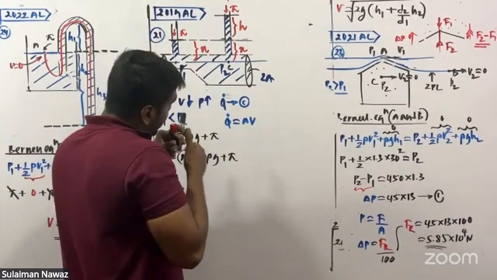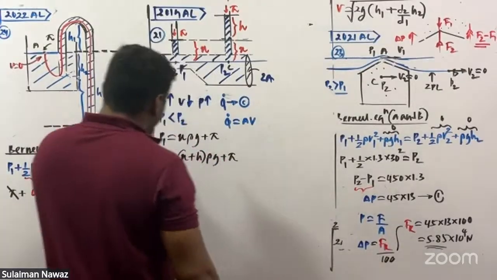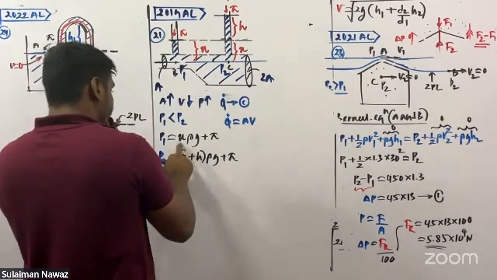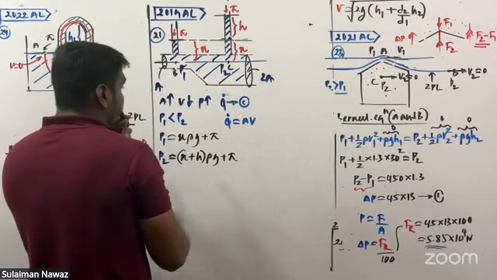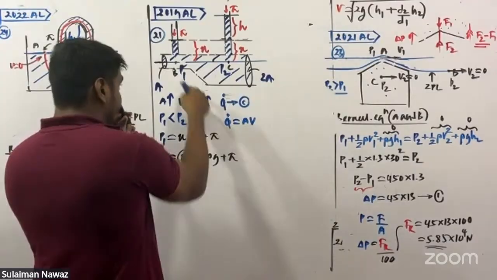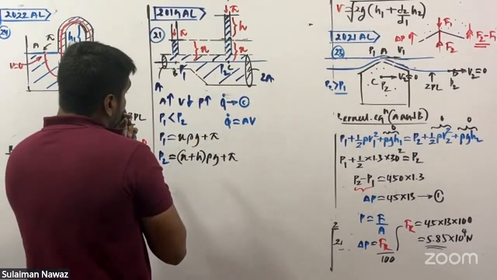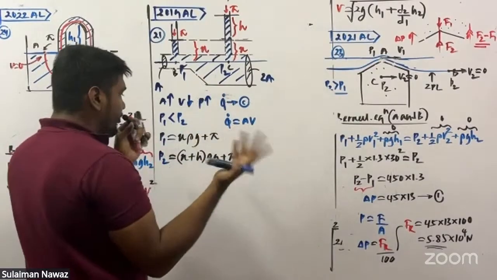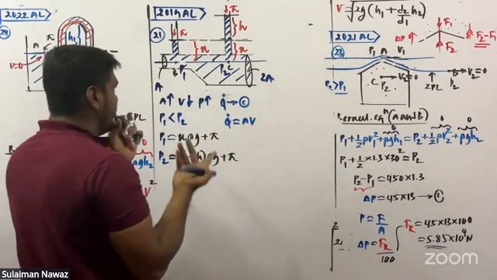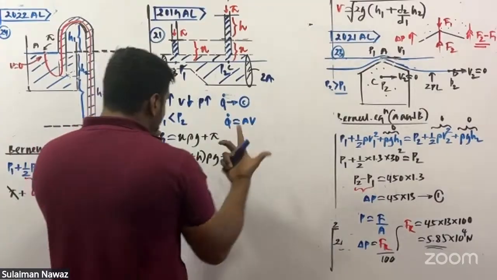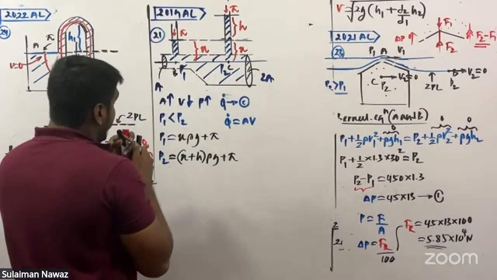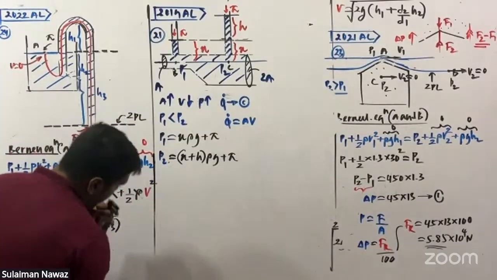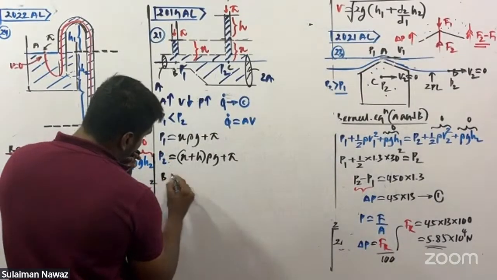Now what can I do? I found P1 and P2 in terms of X and H. I want to find the flow rate, which means cross-sectional area into the velocity. I want to consider B and C, and the only option is to apply Bernoulli, otherwise we have no idea. So for points capital B and C, let's apply Bernoulli.